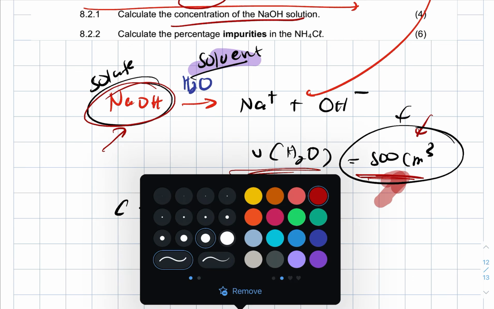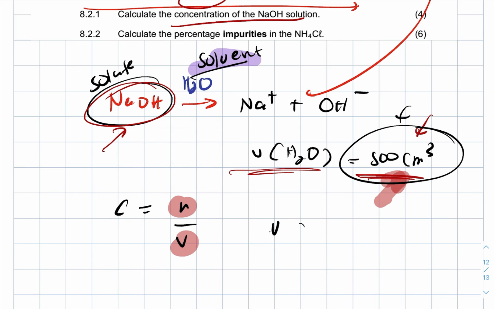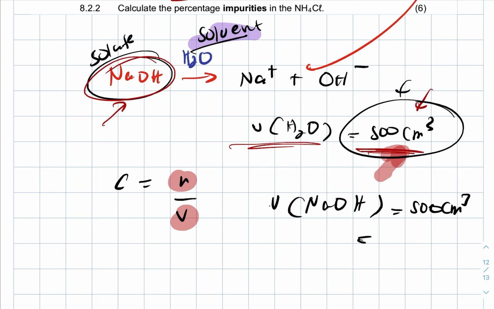However, our volume should be in cubic decimeter. So let's say the volume of sodium hydroxide is 500 cubic centimeter, which is the same as the water. Now your volume should be divided by 1,000 to get cubic decimeter. So if we take 500 and divide by 1,000, we get 0.5 cubic decimeter. Just move your decimal 3 places to the left, and then you get 0.5 cubic decimeter.